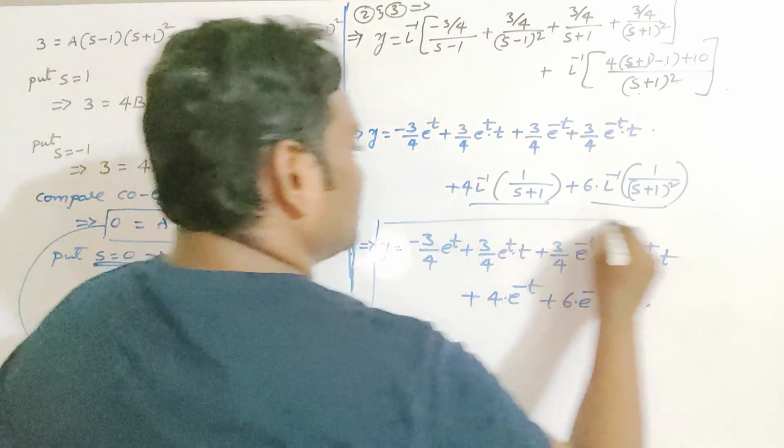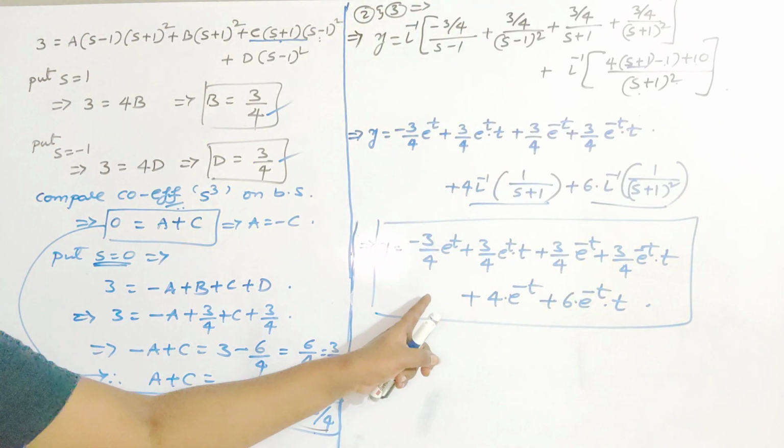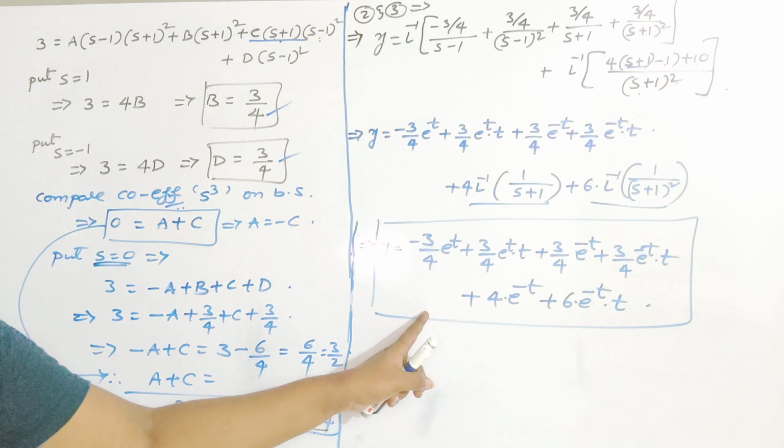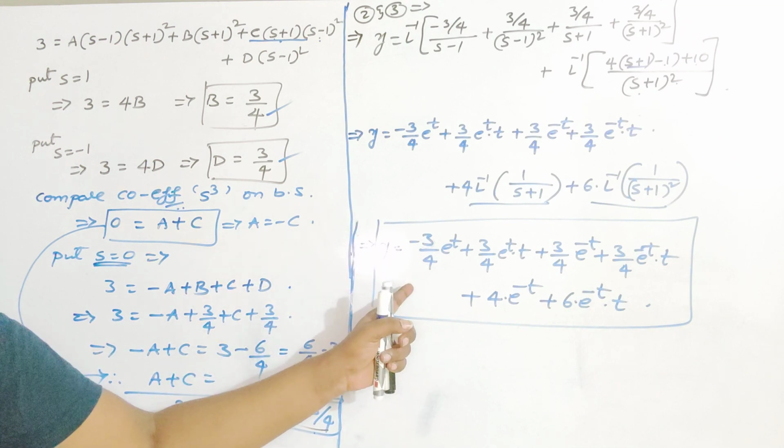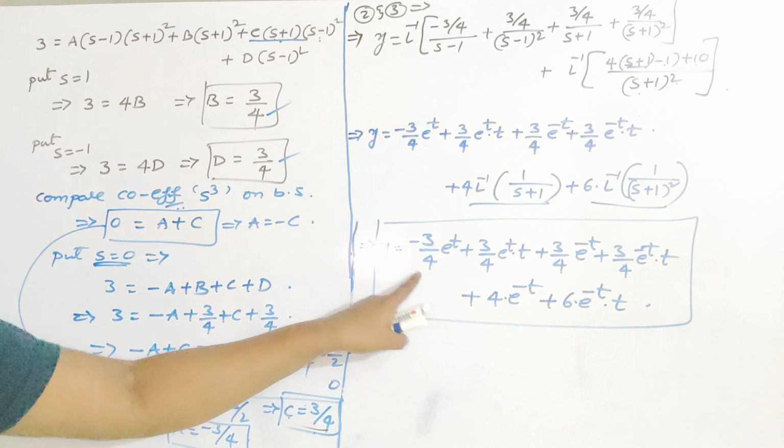So this is the required solution of the, sorry, not general solution, this is not general solution. Whenever we are getting the solution at the given conditions, it is only a particular solution. Okay, this is not general solution, don't forget it. This is the required solution of the given equation at the given conditions.